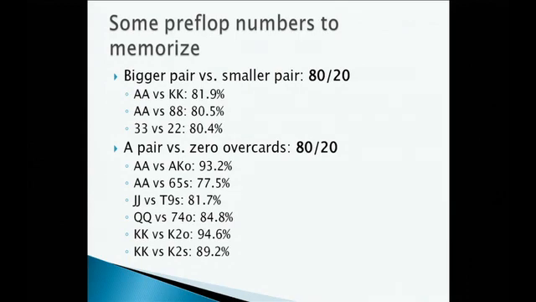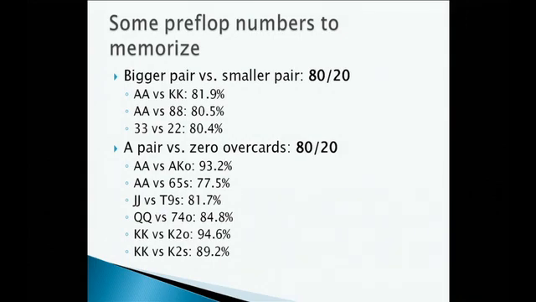The edge dwindles a bit as you get to like 3-3 versus 2-2, because there's a higher chance both pairs will be counterfeited. The board can come 6-6, 7-7, 8 or something. And then pocket threes ties pocket deuces. An equally good situation is one pair against 0 overcards. So ace-ace against ace-king off is also a very good situation. You're actually 93% there because you dominate their ace, so there's very few ways for them to win.